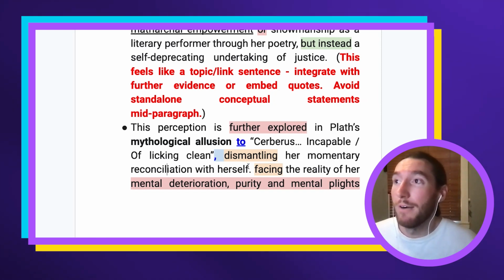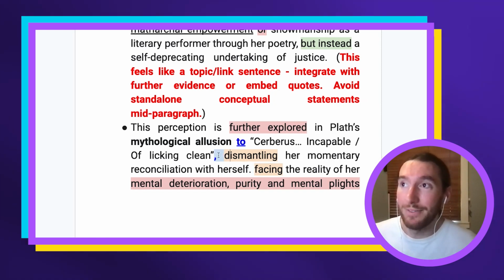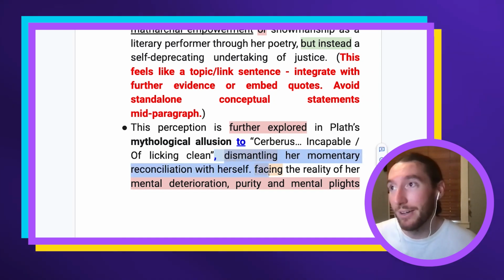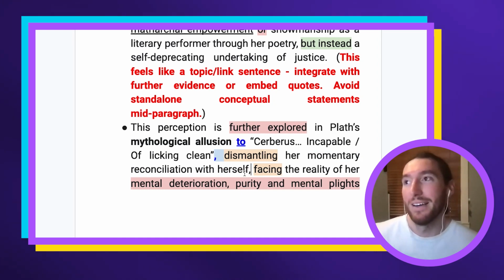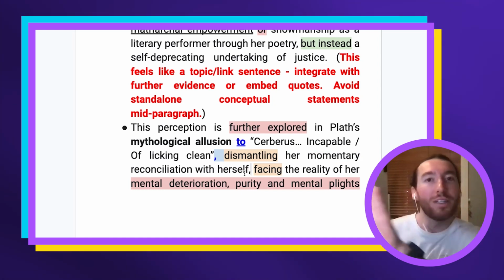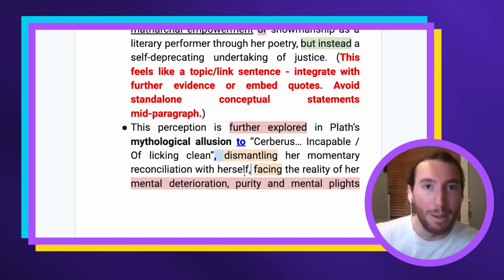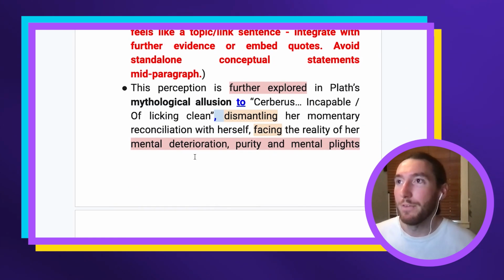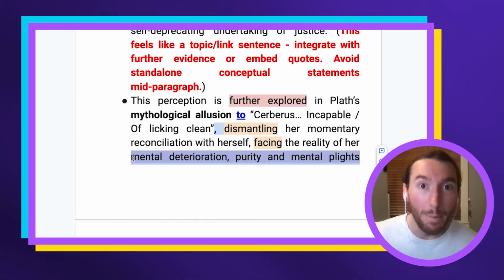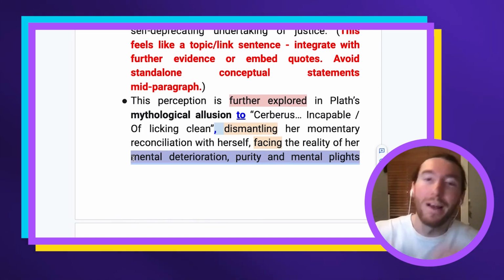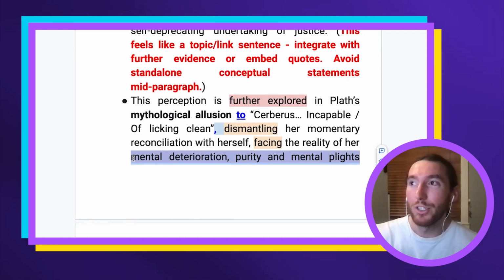So avoid having another comma after this comma, right? Because you're saying "dismantling this," and then you had another comma saying "face in this." It's just getting too clunky, and I'm losing sight of the point that you're trying to make. "Facing the reality of a mental deterioration, purity and mental plights." Oh my goodness, this is a triple up. We've seen double ups, this is a triple up. I'm being dramatic, but you are listing here, okay? You're listing, and we're trying to avoid listing.